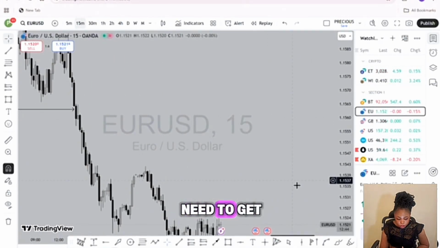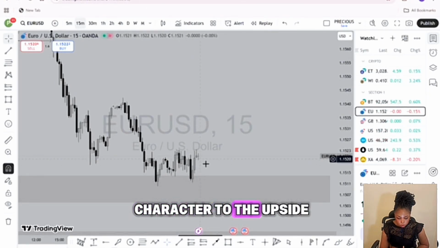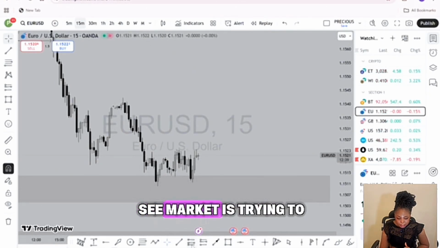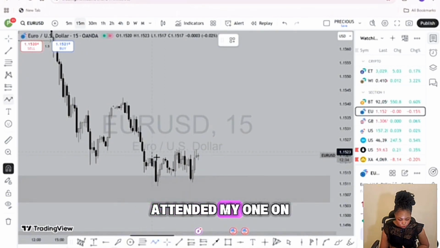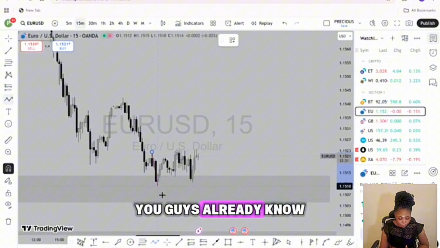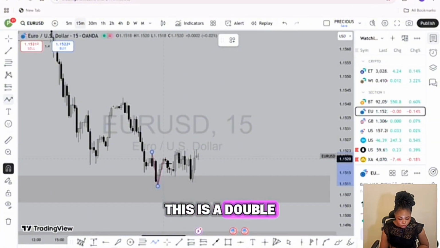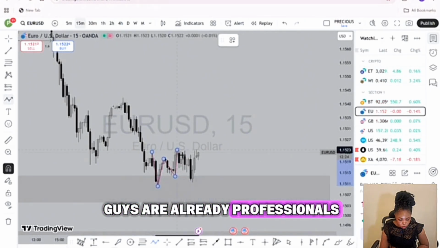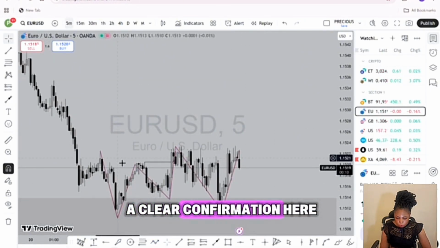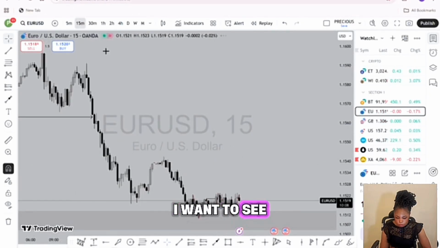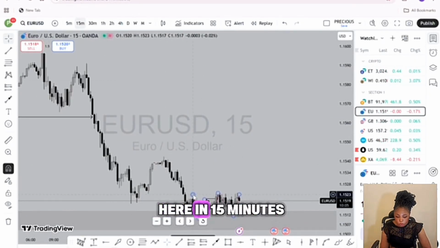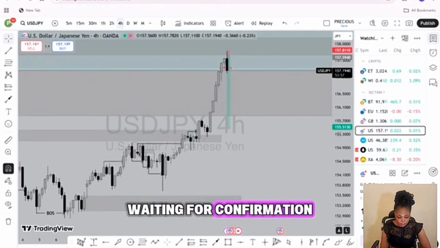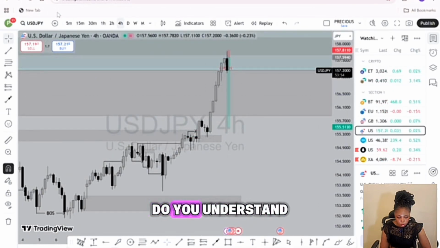What we need is a clear change of character to the upside. You can see market is trying to. Some of you that have attended my one-on-one mentorship session, you guys already know what this means. This is a double bottom, you know. You guys are already professionals. I'm still waiting for a clear confirmation here. I want to see a change of character here in 15 minutes. Waiting for confirmation right now. I'm not in any of this trade. Do you understand? I'm waiting for confirmation now to be in a trade.